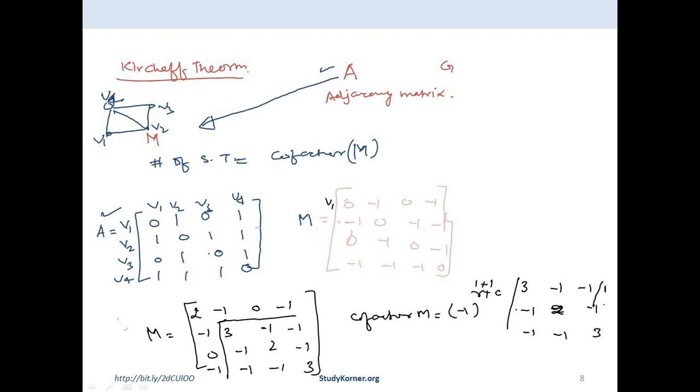So this is the cofactor matrix. Now I calculate the cofactor as minus 1 to the power 2 into 3 into 6 minus 1, plus 1 into minus 3 minus 1, plus, and it is going to be minus 1 into 1 plus 2.